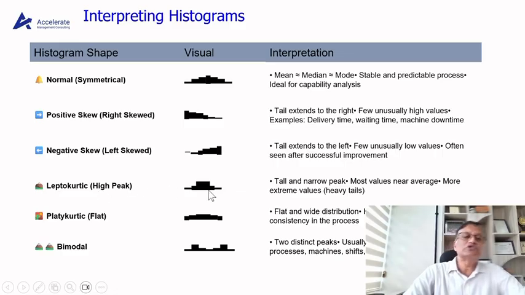Then kurtosis also provides you the interpretation of data. If there is a high peak, it is called a leptokurtic data histogram, with an overall tall and narrow peak. There can be more extreme values in this set of data. Then there is the platykurtic kind, which is flat, and in this case we can say the data has a flat and very wide distribution, and there is less consistency in this process. And as we saw, there is bimodal data.